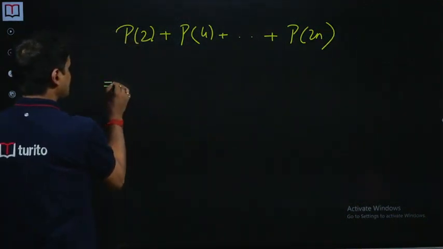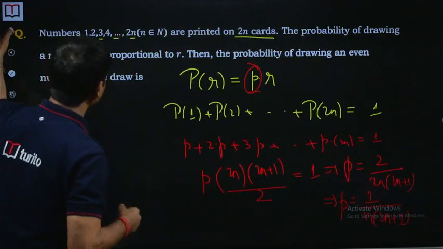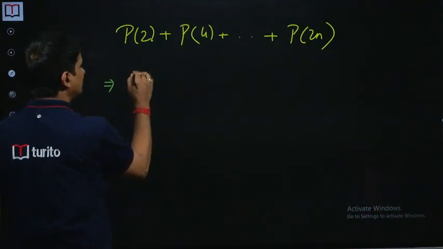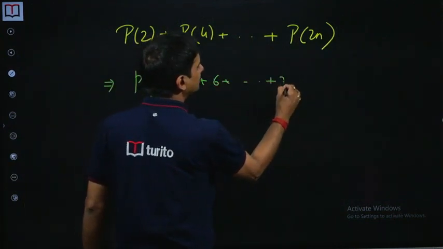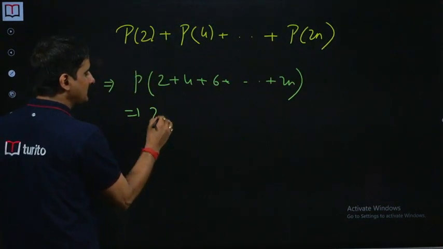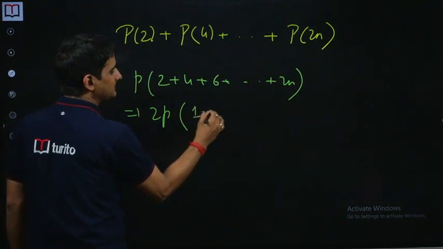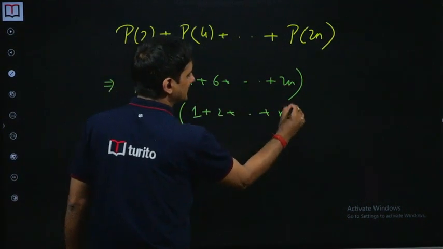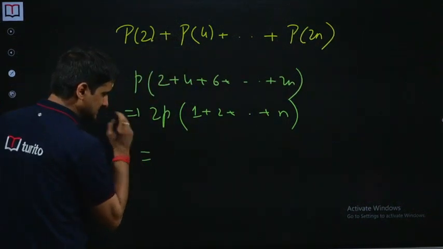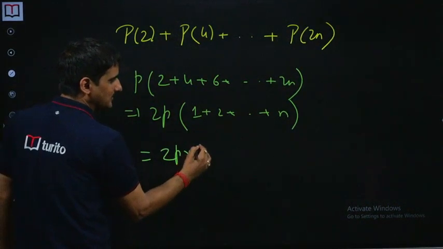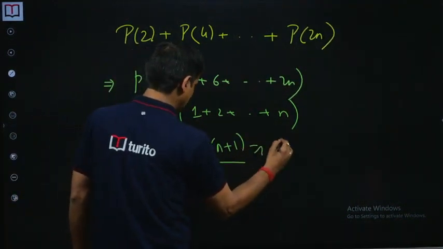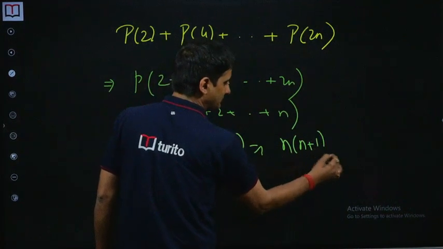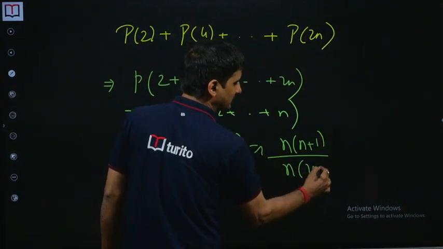Okay, so p of 2 will be 2p. Okay, so p again common, 2 plus 4 plus 6 and so on till 2n. So again 2 common, so 2p, and this is 1 plus 2 sum of n natural numbers. That's what we need, and this is 2p into n plus 1 by 2. 2 gets cancelled, so n into n plus 1 by n into 2n plus 1.